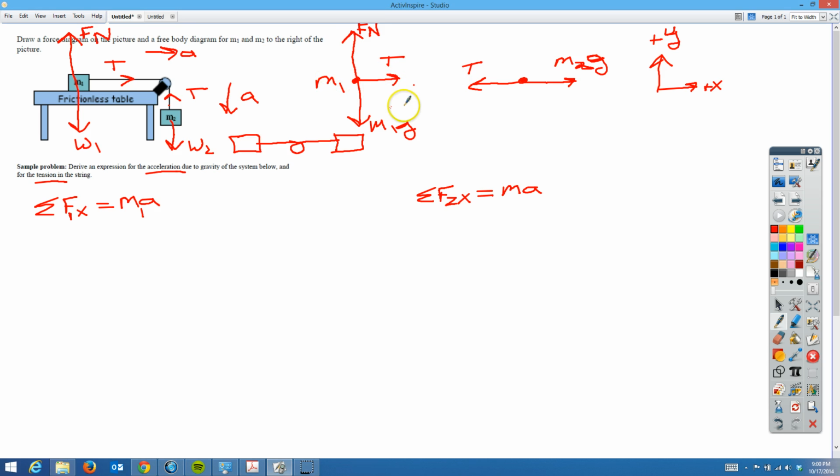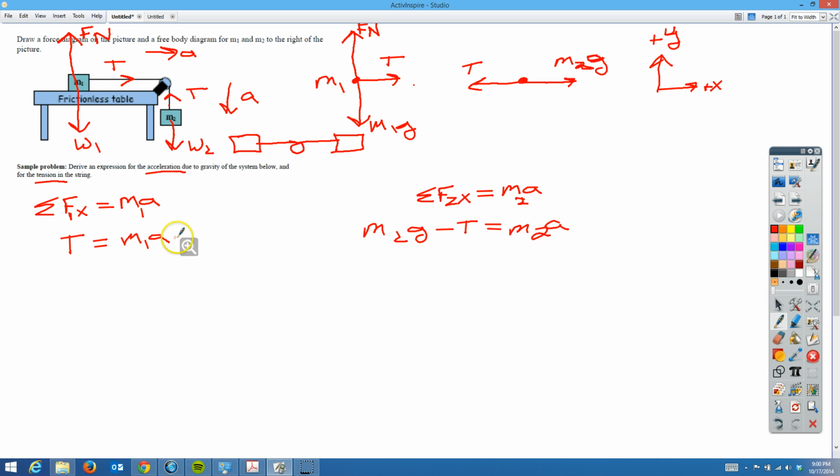Let's go ahead and plug everything in for this first box. This one's pretty easy. The only force we have going in the x direction is just tension. So tension is equal to the mass of the first box times its acceleration. For the second box, notice that in the positive direction we have m2g. We then subtract the tension from that, so that's minus T, and that's equal to m2a. Now we have two equations.